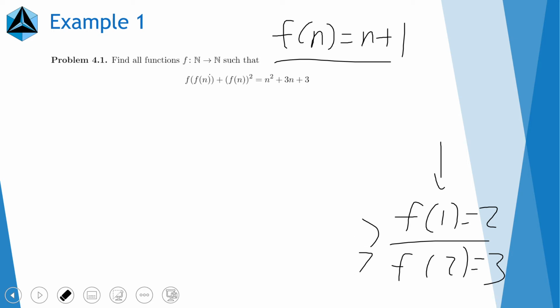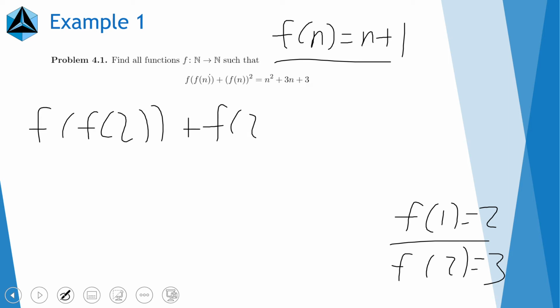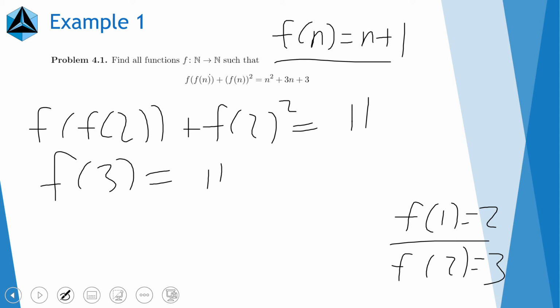Now we want to use our knowledge of f of 2 to find f of 3. Maybe we could plug in n equals 2 in this equation. We'll have f of 2 plus f of f of 2 squared is equal to 2 squared plus 3 times 2 plus 3, which is equal to 11. So if we just plug in f of 2 in our definition, this just becomes f of 3 is equal to 11.